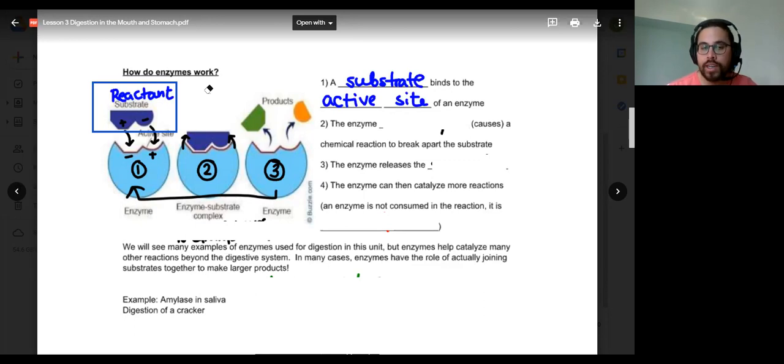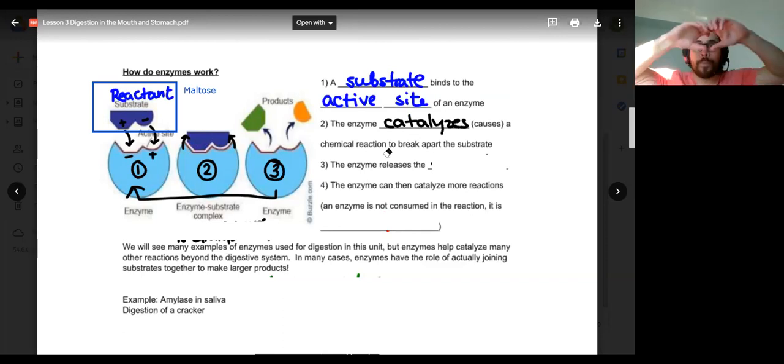Whenever it gets to the part that the enzyme is responsible for breaking it down, remember that starch has been broken down into maltose now. That maltose is the substrate, that reactant. That's the thing that's going to be broken down further. So in this case, the substrate is, we'll say, maltose. That maltose, or the substrate, goes to the enzyme's active site. The enzyme then catalyzes, fancy word for causes, a chemical reaction that breaks apart the substrate.